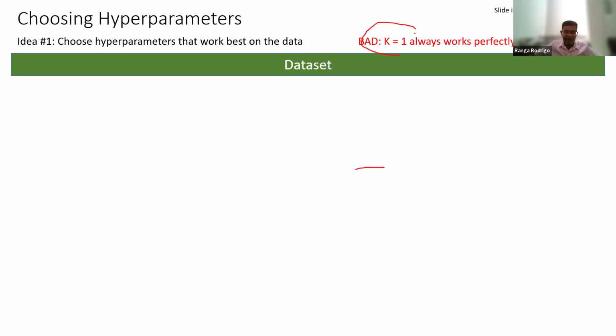Of course, k equals 1 works for the training data, because near to that green dot you call green, near to the orange dot you call orange. So that orange dot in the training set will be correctly classified. But this is very bad. It always works perfectly on the training data, but makes mistakes on the test data.